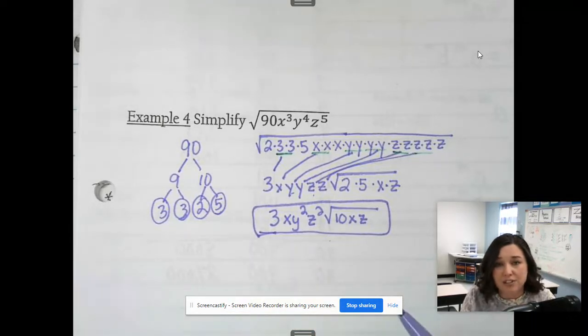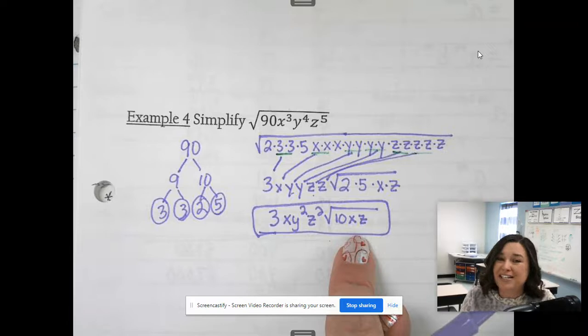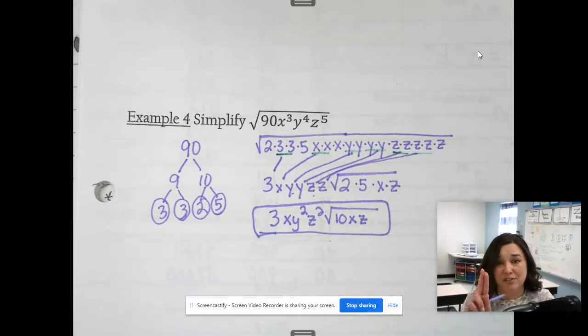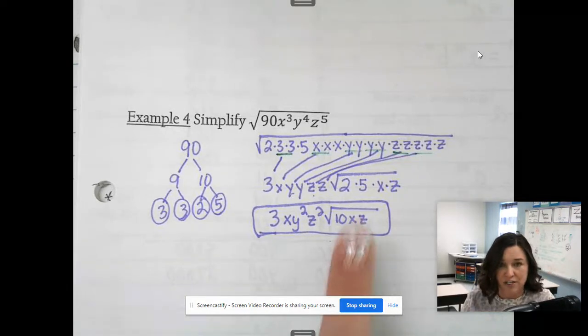Now, I told you I was going to show you a shortcut about the variables, and I am, but I want you to notice something. When you finish this, the letters that are left under the square root should not have any exponent other than 1 unless there's a fraction. We'll deal with that later. But the reason it can't have anything higher than 1 is because if it did, there would still be a pair left under there. So all of these should be to the first power that are left under there.